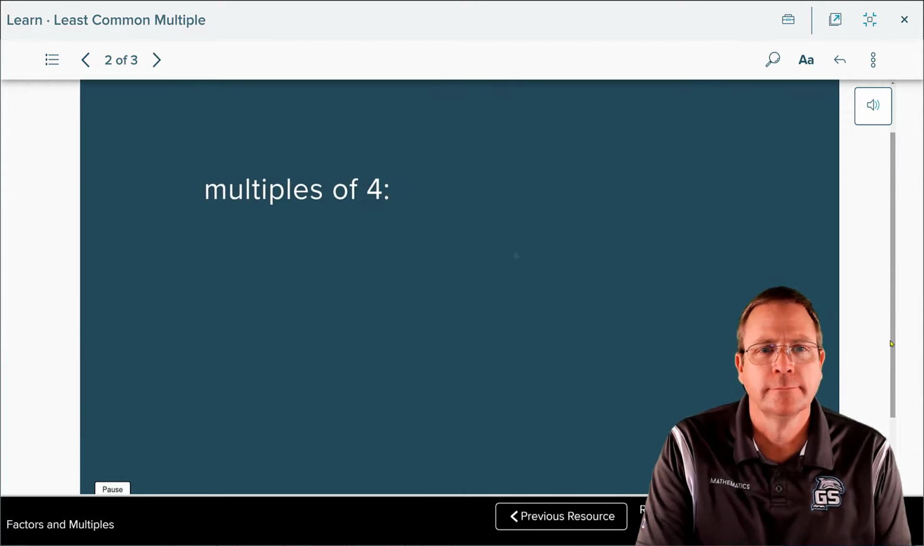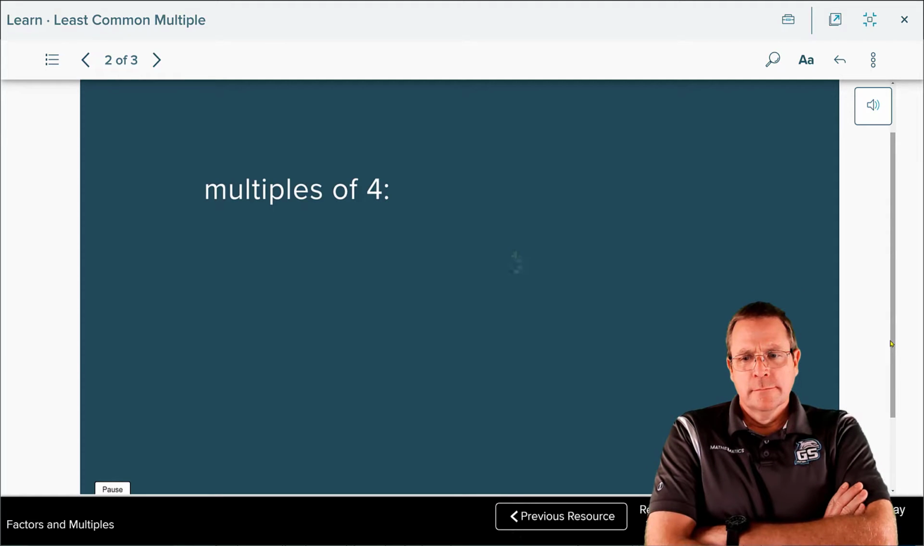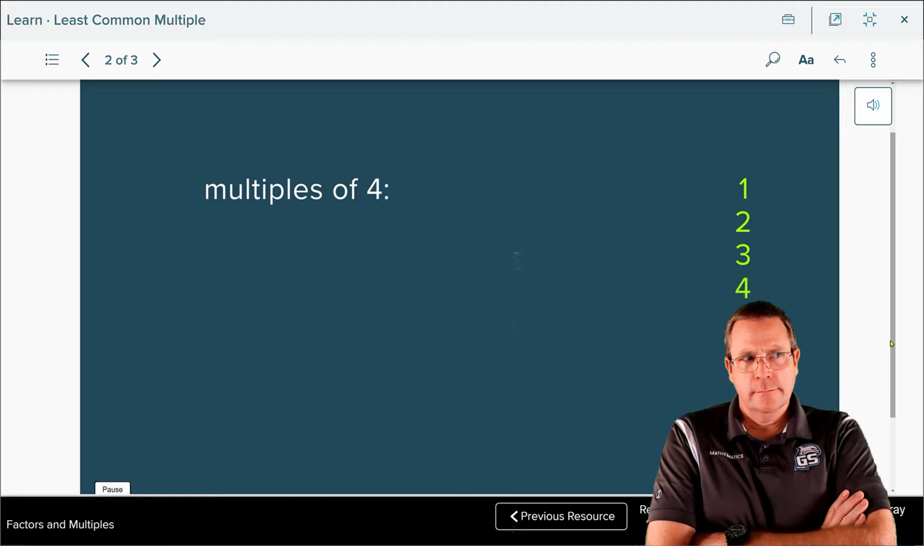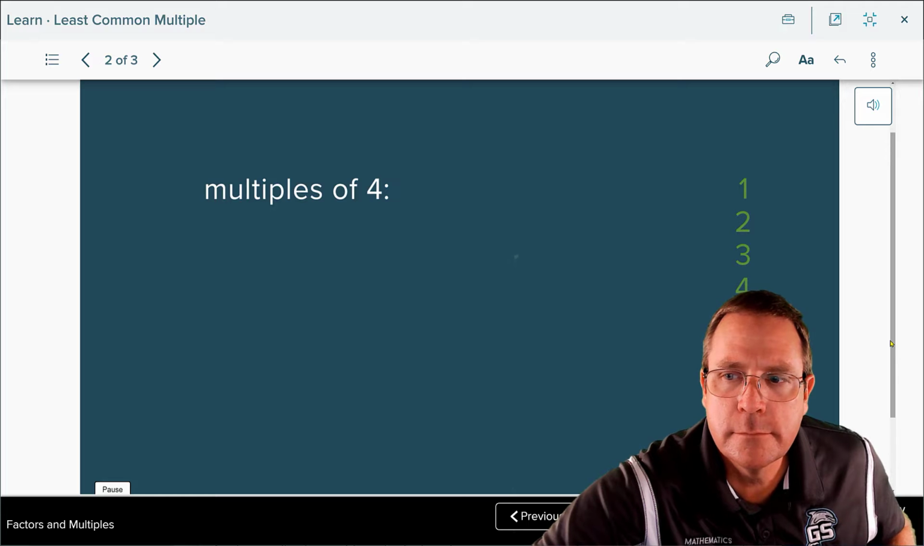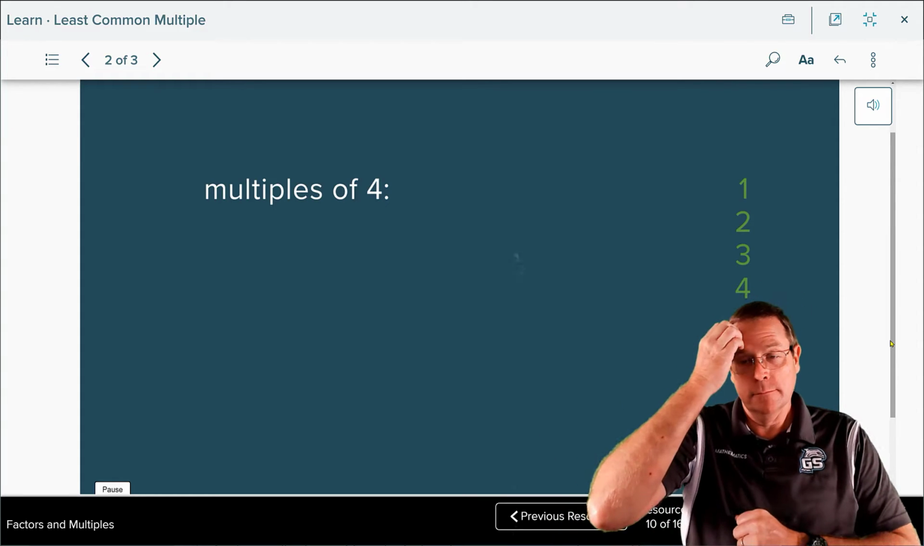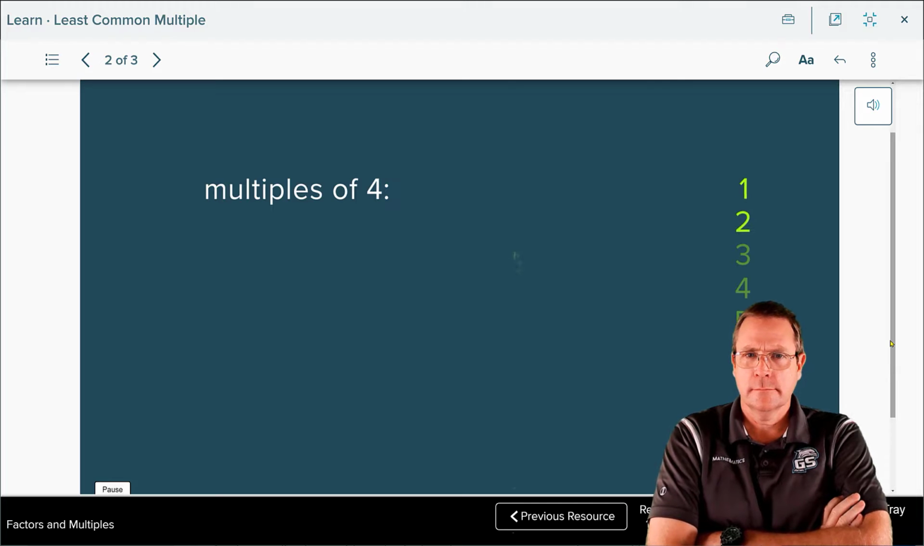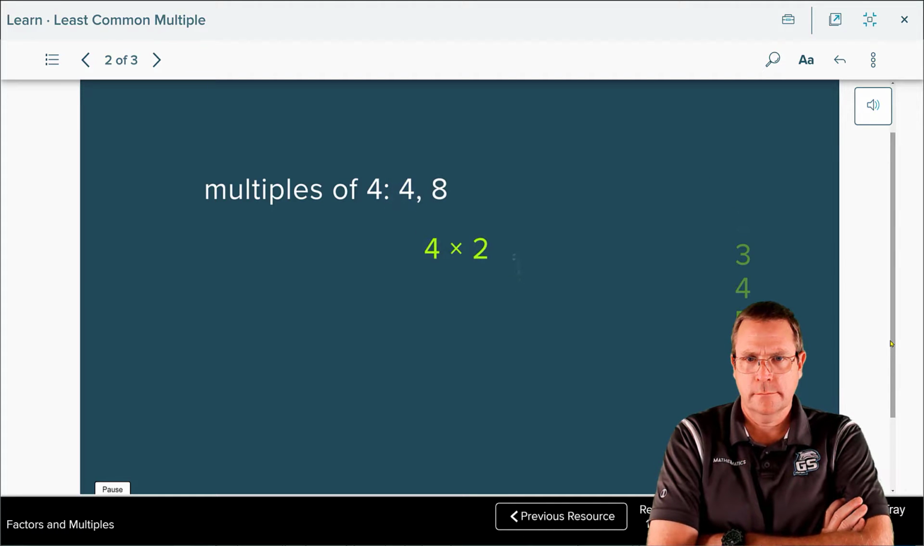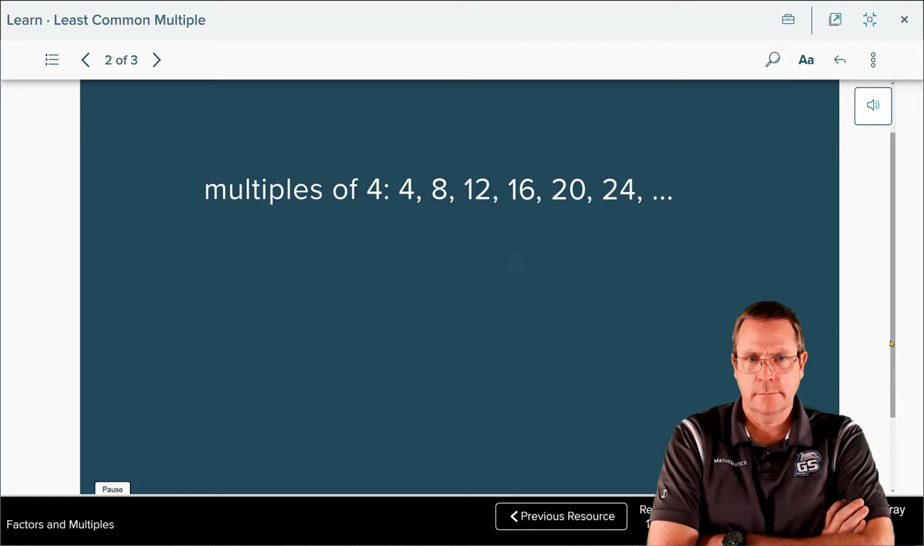A multiple of a number is the product of that number and any whole number. You can use an organized list to find common multiples of 4 and 6. To find the first 6 non-zero multiples of 4, find the product of 4 and 1, 2, 3, 4, 5, and 6. The product of 4 and 1 is 4. The product of 4 and 2 is 8. Continue multiplying to find the multiples. The first 6 non-zero multiples of 4 are 4, 8, 12, 16, 20, and 24.